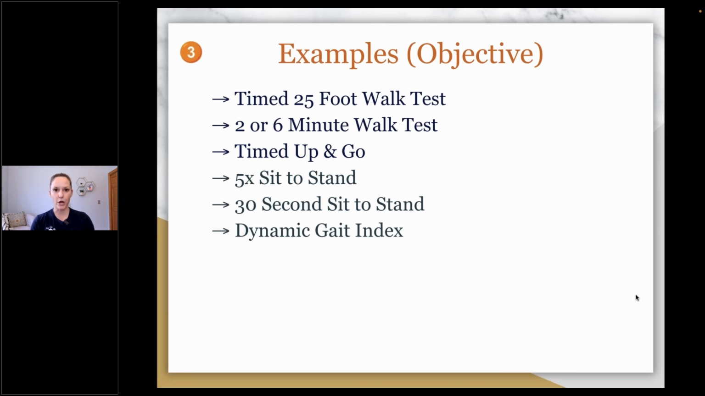The timed up and go, also called the TUG. The 5 times sit to stand. The 30-second sit to stand. And the dynamic gait index. The dynamic gait index looks more like it's assessing your walking and your balance as well. There's also another one called the Berg balance test, but again, according to research, the dynamic gait index is the more preferred choice.